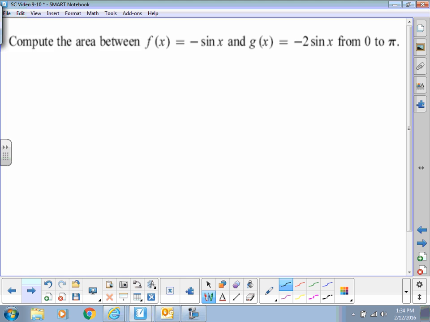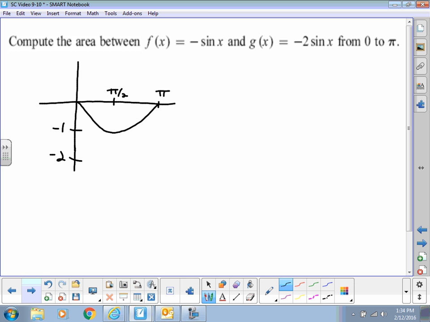For our next example, we're going to find our area between negative sine x and negative 2 sine x from 0 to pi. So we'll sketch a graph. Negative sine x goes down first and looks something like that. Negative 2 sine x does the same but goes down to negative 2. So we are finding this area right here.